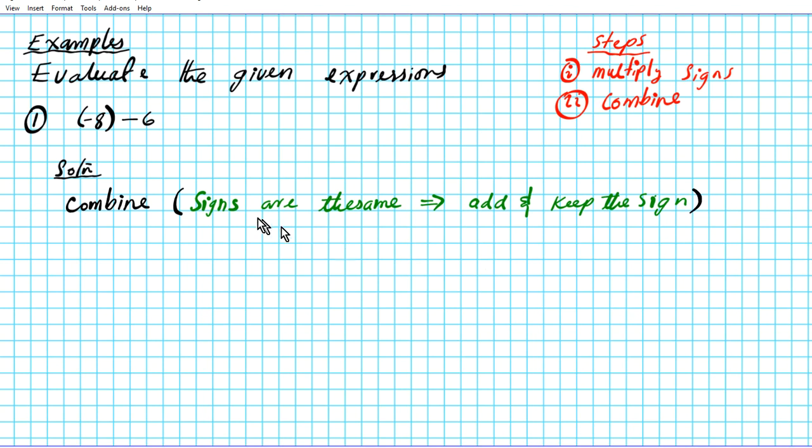Alright, so what does that look like? We have negative 8 minus 6. So when I mean add, we're adding the numbers. Okay, so forget about the sign for a second. 8 plus 6. What is 8 plus 6? 8 plus 6 is 14. So when we combine these two numbers, we add the numbers 8 plus 6, which is 14, and the negativity is preserved, so you keep the sign. Negative 8 minus 6 is negative 14. That's the answer to question number 1.